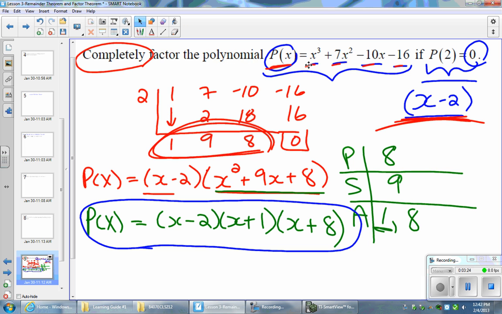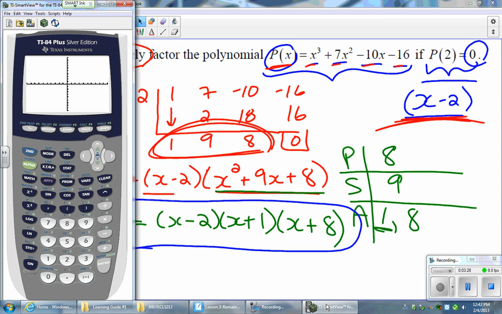Now, if you ever wanted to check, the calculator is quite useful for that. So go to your calculator, go to your y equals screen, and what you're going to do is you're going to graph the original polynomial. So if I'm taking a look at the polynomial, it's x to the power of 3 plus 7x squared minus 10x, okay, and minus 16. Make sure you don't forget anything.